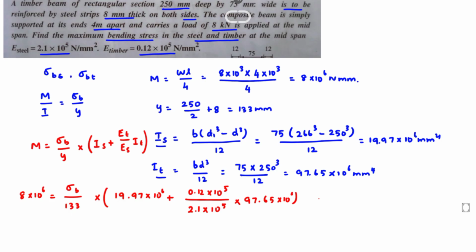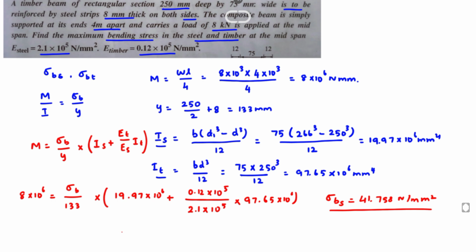Solving this, we get the value of sigma b for the steel. So now we get the value of 41.758 Newton per mm square. So this is the stress for the steel reinforcement.